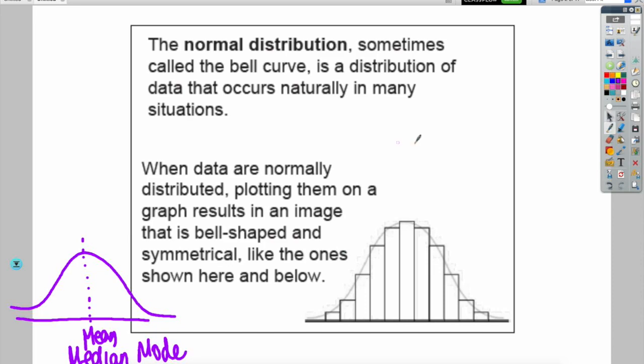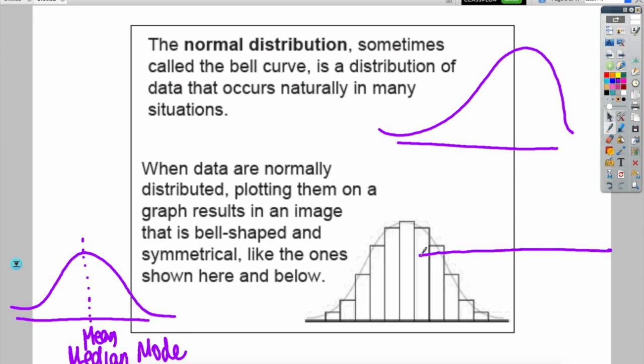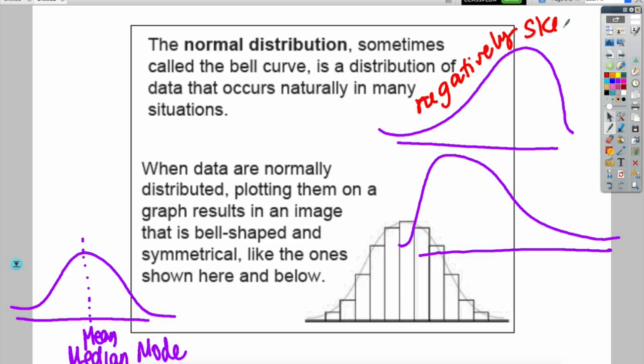But you can have ones like this, and you can have ones that are like this. Okay? This one right here means that it is negatively skewed. It's negatively skewed. This one is the opposite. This one means that it is positively skewed.